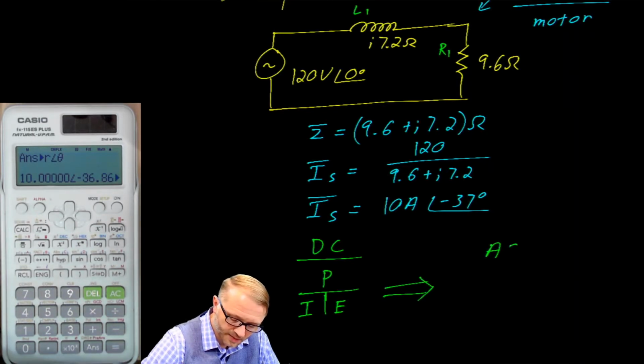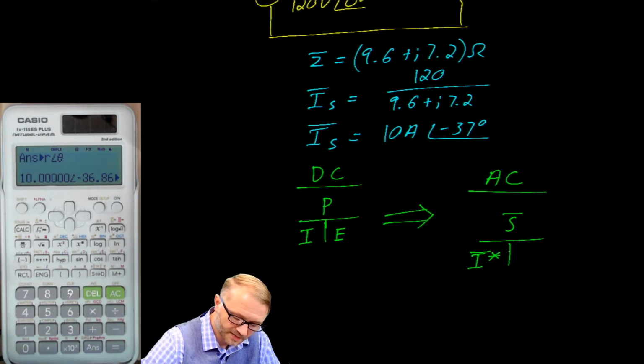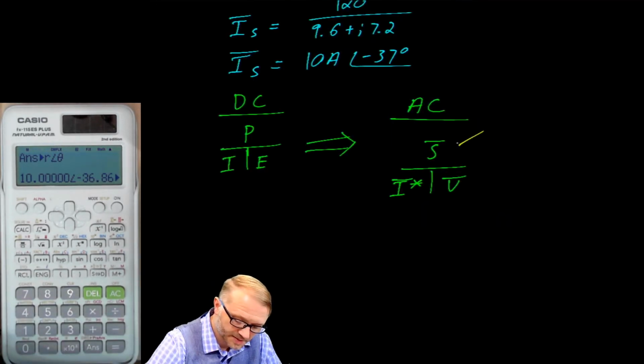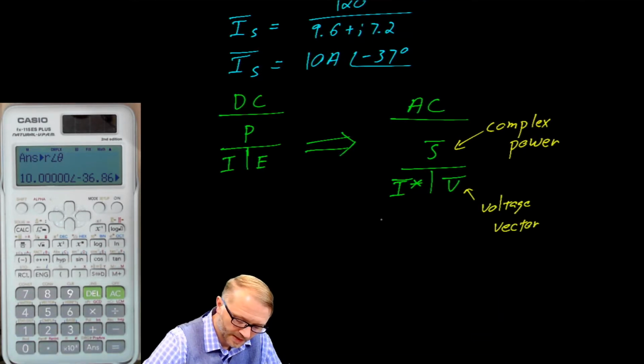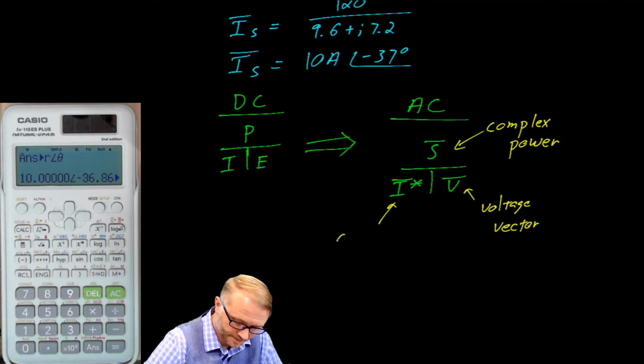In the AC world, this equation becomes S, which is the product of the complex conjugate of I multiplied by the voltage vector. So that's complex power. This is the voltage vector. And this is the complex conjugate of current.